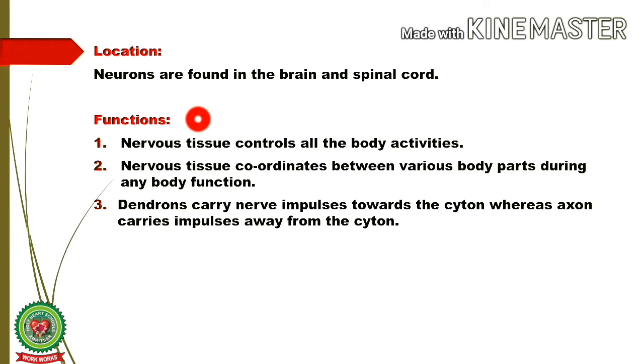If we talk about location of neurons, neurons are found in the brain and spinal cord. Functions of nervous tissue. Nervous tissue controls all the body activities. Nervous tissue coordinates between various body parts during any body function. Dendrons carry nerve impulses towards the cyton, whereas axon carries nerve impulses away from the cyton.